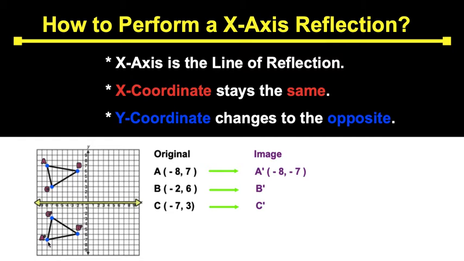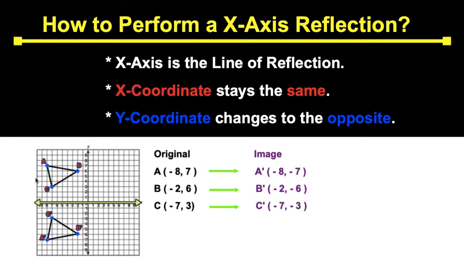We're going to repeat the same process for B prime. The x value stays the same, -2. The y value of 6 will change to the opposite, which would be -6. So that is the ordered pair for B prime, indicated right here. Lastly, C prime. The x-coordinate will stay the same as -7, and the y-coordinate of 3 will change to the opposite, which becomes -3. So your C prime ordered pair is (-7, -3), indicated right here.